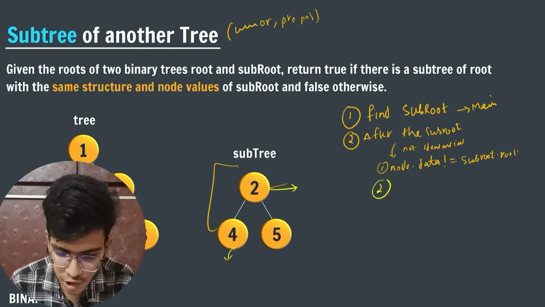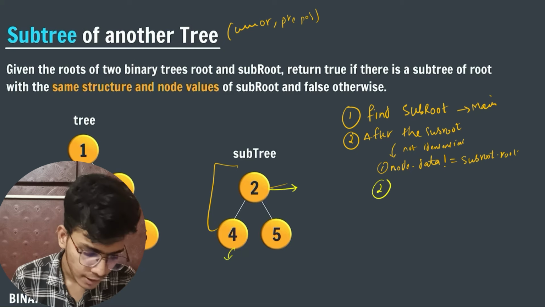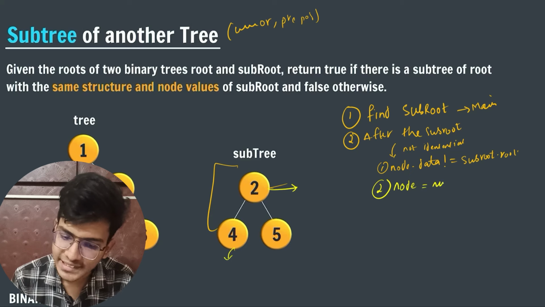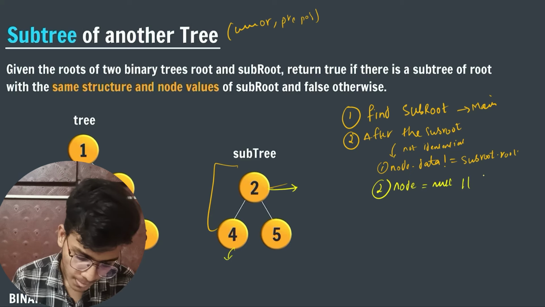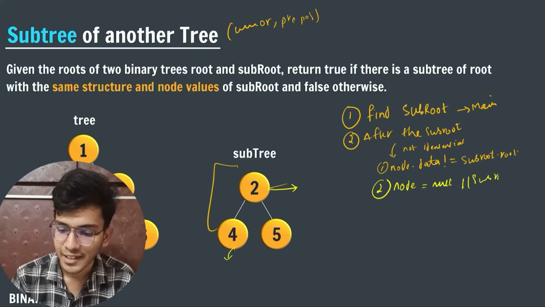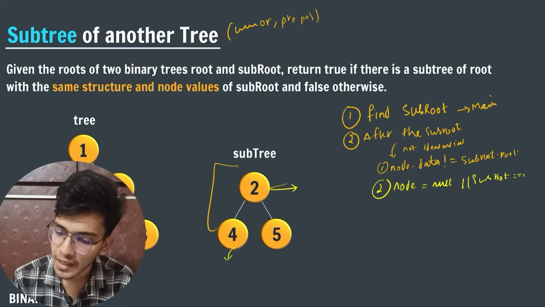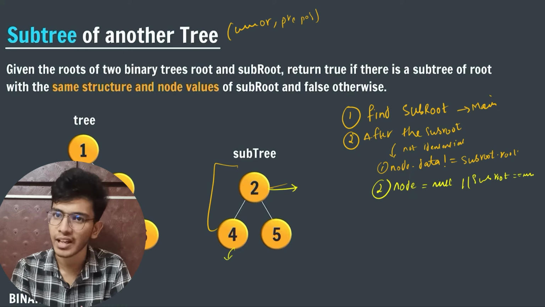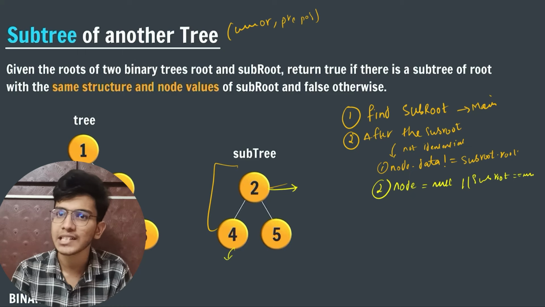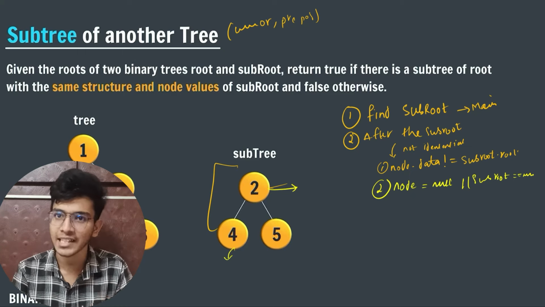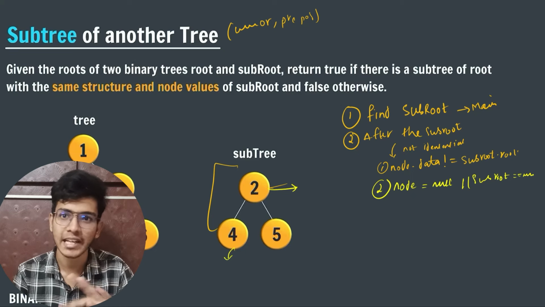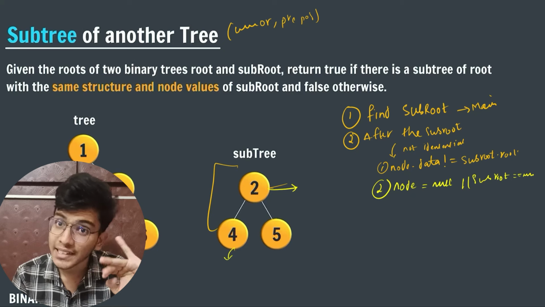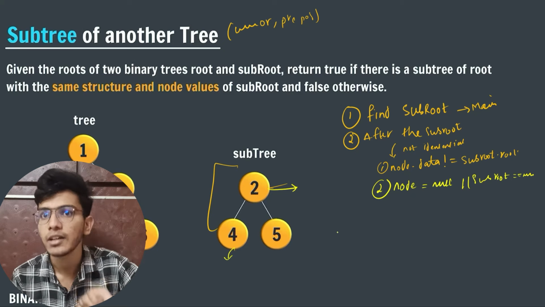And the second condition is, if my main tree node itself is null, or my subroot is null, then I will return false. It means that my subtree is itself null, then I will return false, because there is nothing to search in my subtree and main tree, right? This is the second condition.